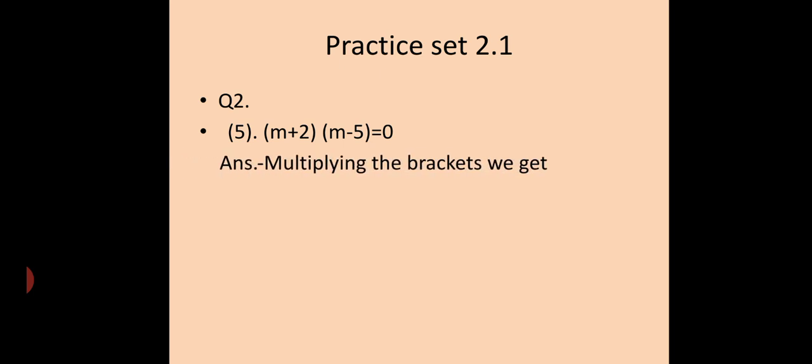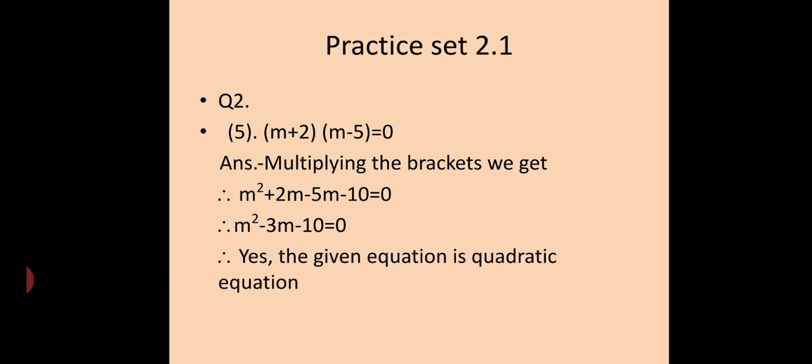Practice set 2.1. Question 2, example number 5. Bracket m plus 2 into bracket m minus 5 equal to 0. We have to solve the brackets, or multiply the brackets. We get m square plus 2m minus 5m minus 10 equal to 0. M square minus 3m minus 10 equal to 0. Plus 2m minus 5m, we get minus 3m. Yes, the given equation is quadratic equation.